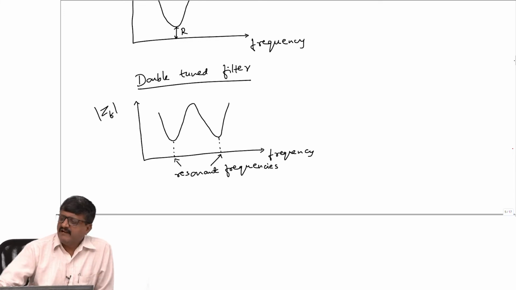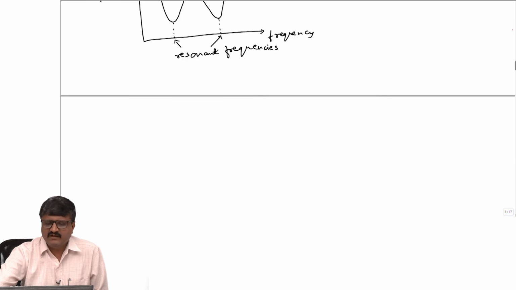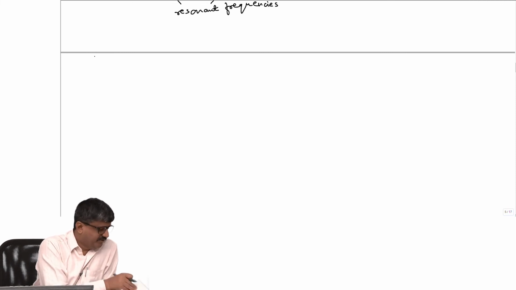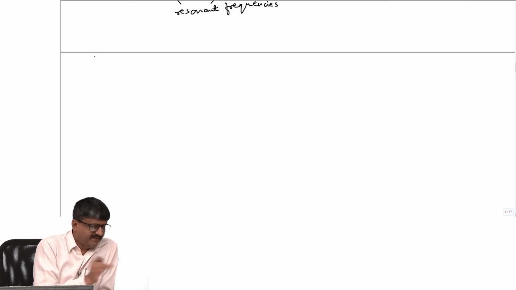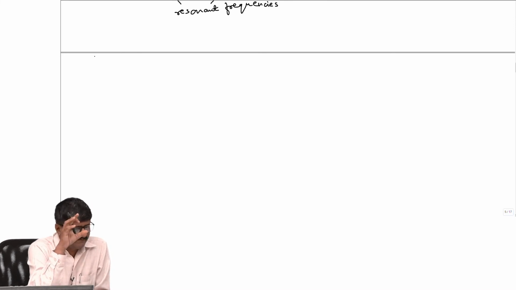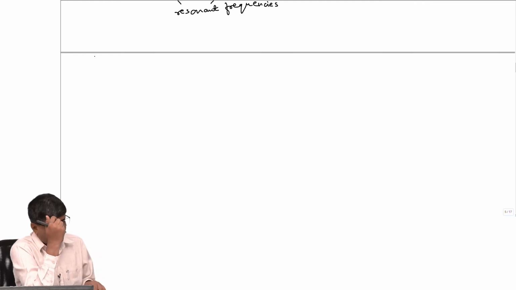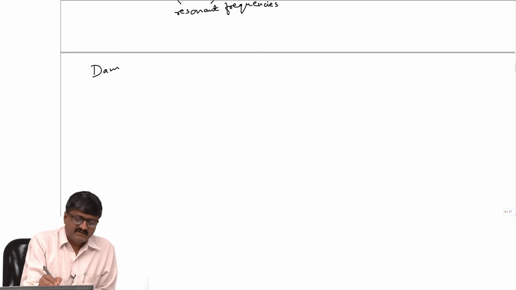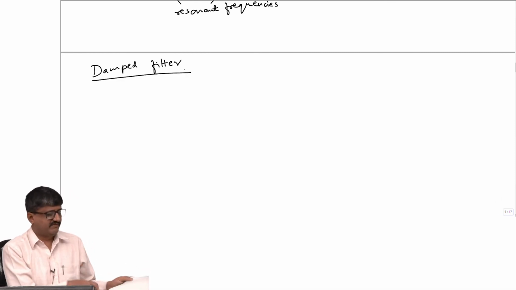But when more than one frequency is to be damped, I cannot use only tuned filters. So, instead of using many tuned filters, we will restrict our number of tuned filters and use another filter called a damped filter. It is a high pass filter. That means all the high frequencies will pass through it.